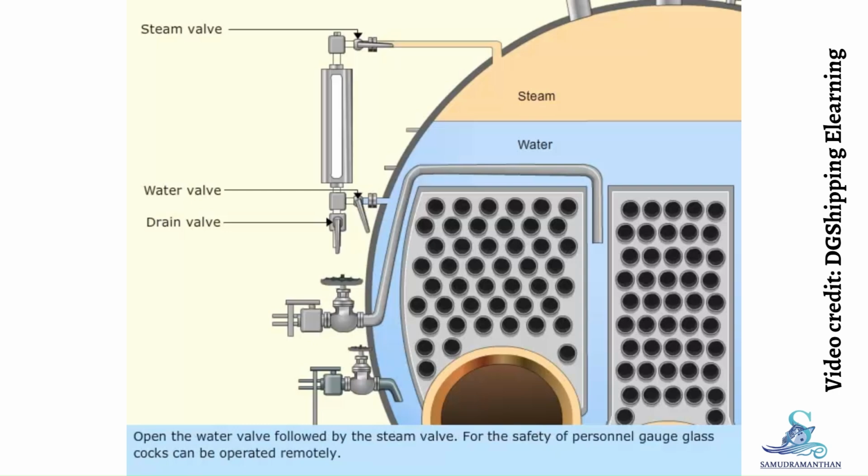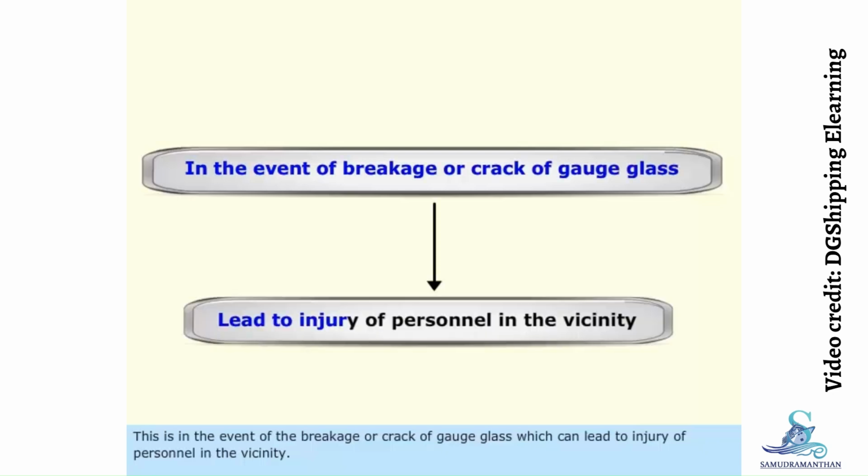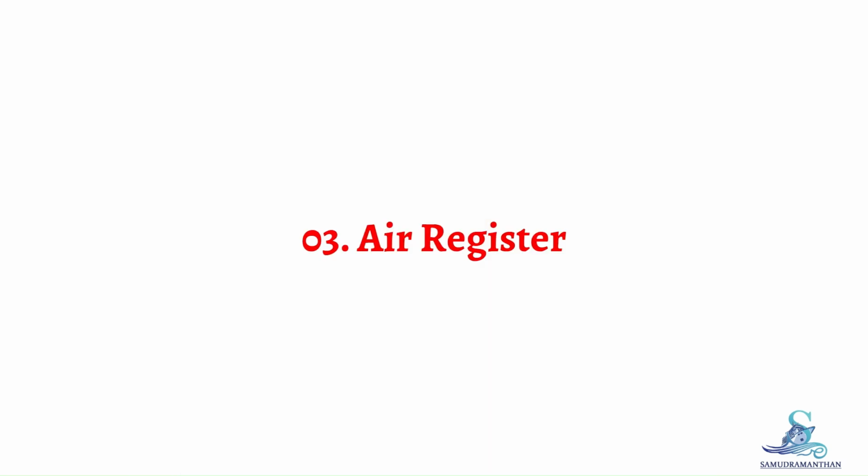Open the water valve, followed by the steam valve. For the safety of personnel, gauge glass cocks can be operated remotely. This is in the event of breakage or crack of the gauge glass, which can lead to injury of personnel in the vicinity.